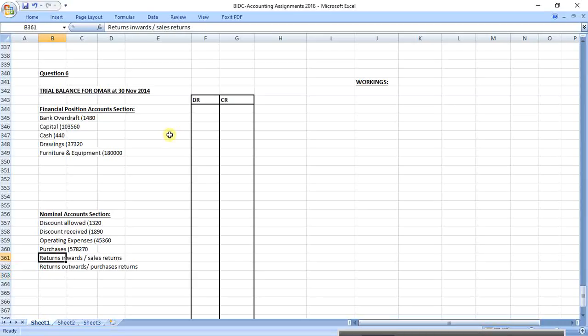Oh, I didn't put the amount in here. I need to go back. Returns inwards, how much was it? 4890. And then the other one?